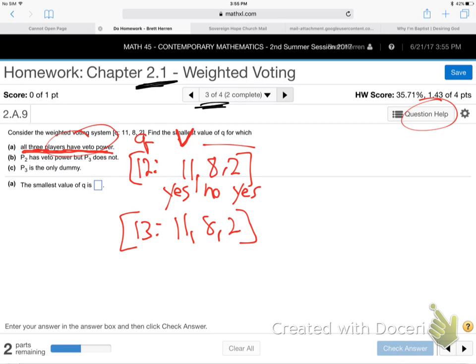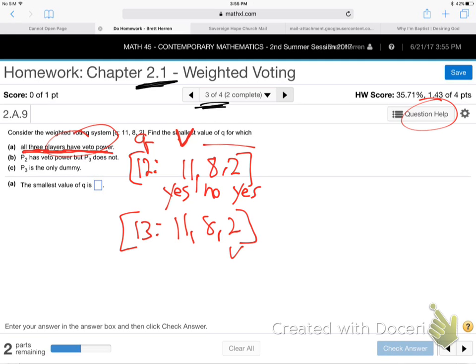Now let me think a better thought. If all 3 are going to have veto power, you should check the bottom one first. Because if the bottom one has veto power, then they've all got veto power, right? I shouldn't waste my time with the high ones. Just start with the low one. If somebody has any kind of power, then somebody bigger than them has that power too.